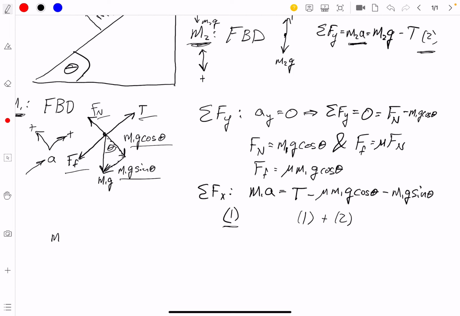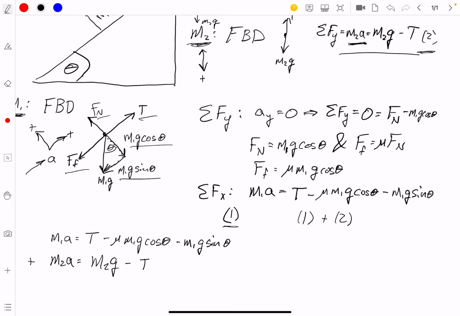We've got m1a equals T minus mu m1g cosine theta minus m1g sine theta. And we're going to add m2a equals m2g minus T. So that's this. And we're going to add those two things together.